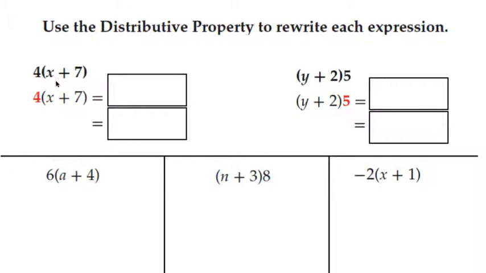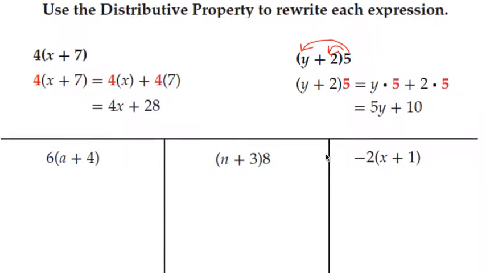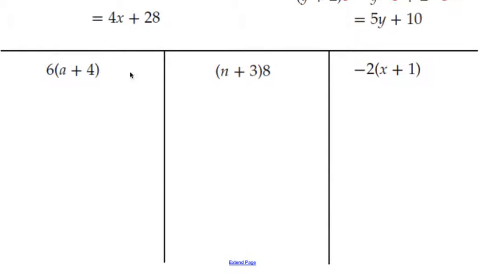So here are some examples. Distributive property. Multiply the 4 on the outside by everything on the inside, both the x and the 7. So we get 4x plus 28. On the right-hand side, even if our number is on the right-hand side of the parentheses, that does not matter. We're still going to multiply everything in the parentheses by what's on the outside of the parentheses. So we're going to do 5 times y, and then 5 times 2. And so we end up with 5y plus 10. All right, go ahead and pause the video with those two examples. You should be able to do these 3 on your own, and we'll work through these when you come back.